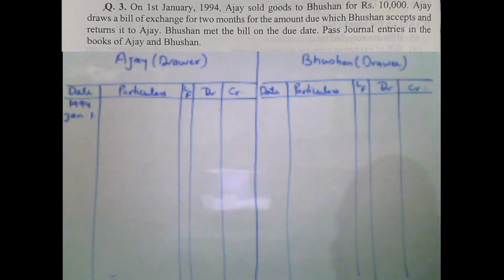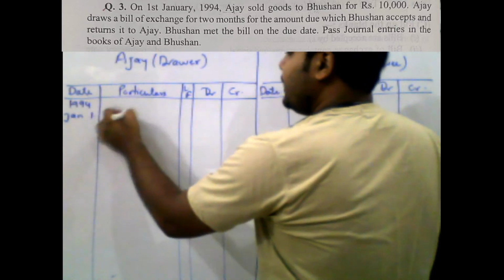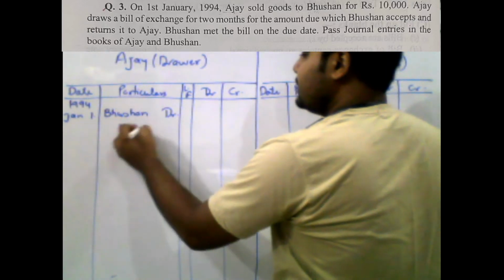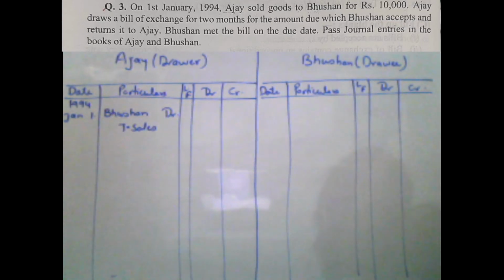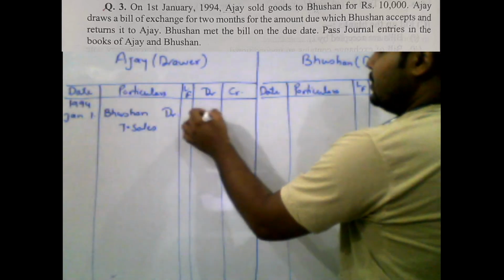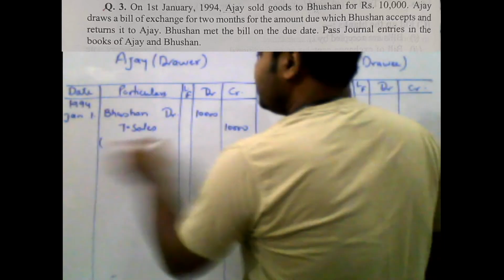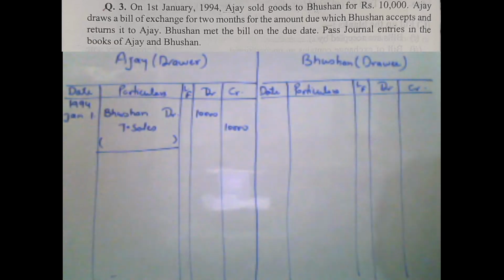Ajay sold goods to Bhushan. So what is the journal entry in the books of Ajay? That is Bhushan account debit to sales. And what is the amount? You know very well what is the amount. Amount is 10,000, 10,000. And it is a narration. You know very well what is the narration. Narration means being goods sold on credit.